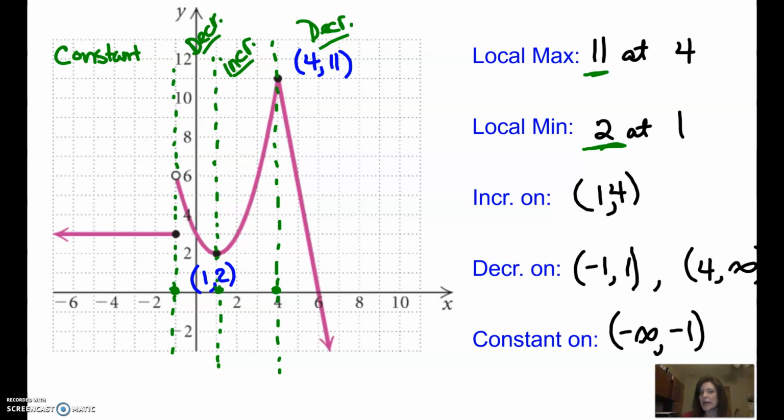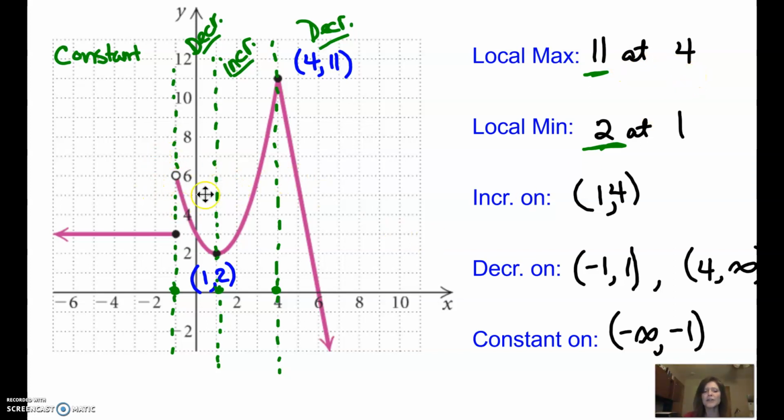The local mins and maxes have to be where I'm actually changing value or changing directions. So if I am looking for a local max, I really only have this one here, because in this section, I'm changing from increasing to decreasing. It's the high spot there. The local max is the 11, and it occurs at the 4, at the x equals 4.